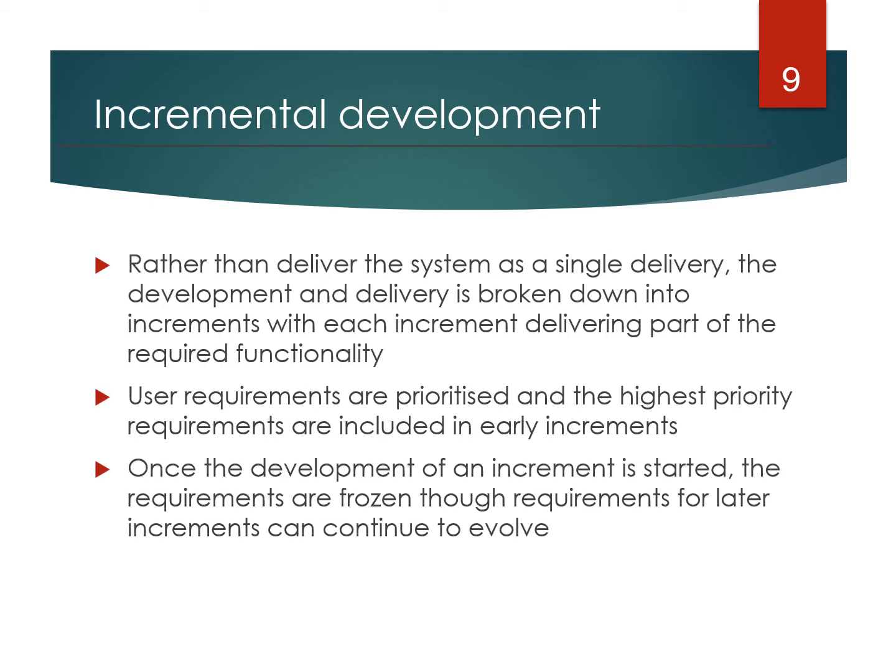Okay, the second process model is incremental development. So it is actually a small circle, a small cycle, where the specification, development, and validation are done in a repeated manner. Okay, the cycle is smaller. So user requirements are prioritized because this is suitable for systems where the requirements keep on changing.